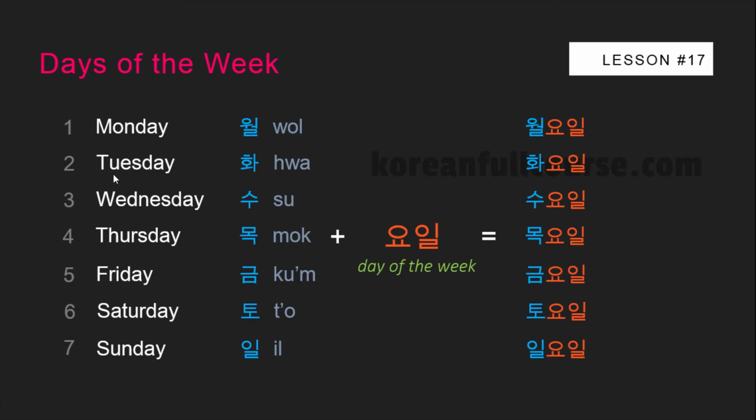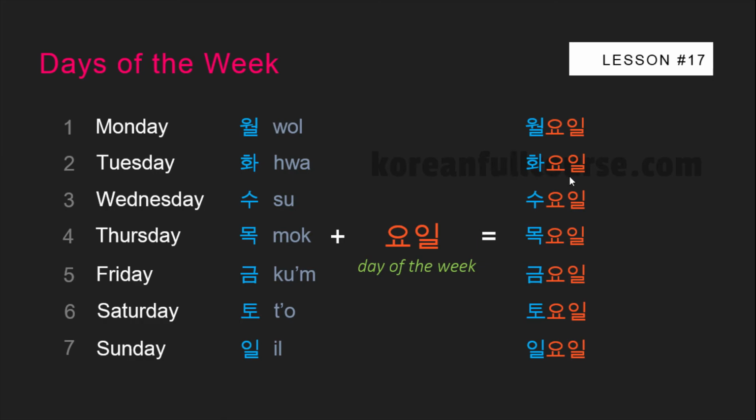Then, if you want to say Tuesday, for example, you know that Tuesday is the second day of the week, and the second syllable in this list is 화. You just simply add 요일, which means day of the week, and you will get 화요일, which is Tuesday.